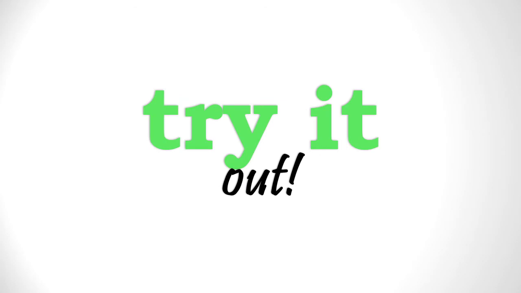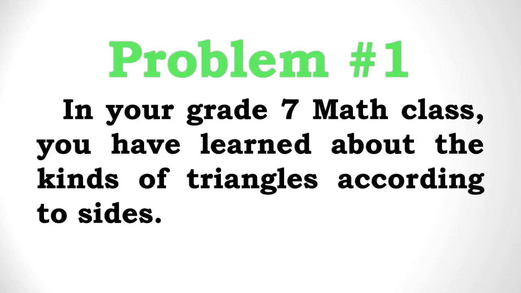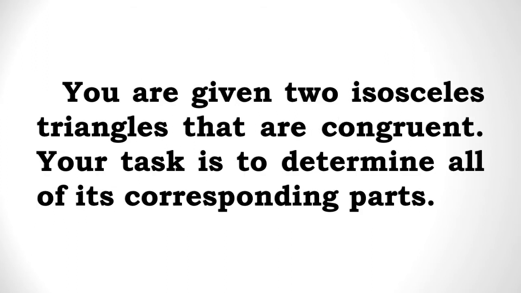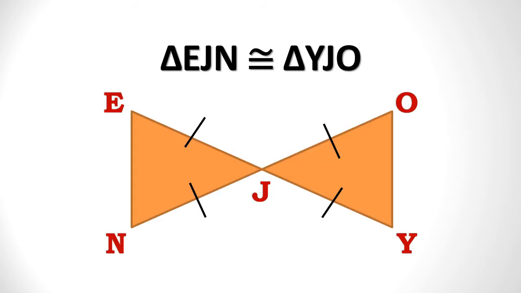This time, let's try to answer some real problems. Problem number 1. In your grade 7 math class, you have learned about the kinds of triangles according to sides. You are given two isosceles triangles that are congruent. Your task is to determine all of its corresponding parts. Here's what it looks like. The tick marks in the figure indicate that those sides are of the same measure, thus they are equal.